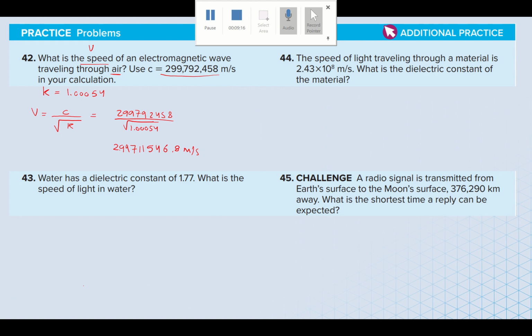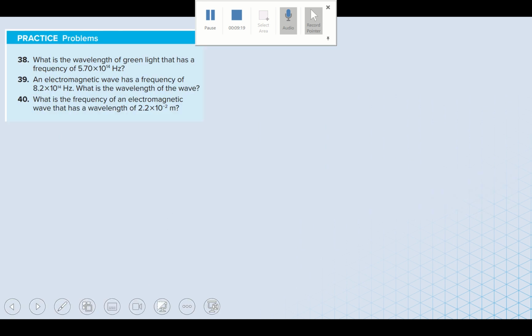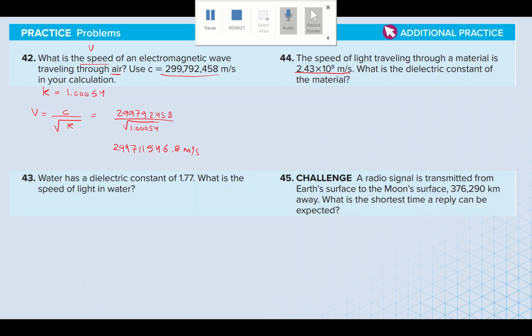The speed of light traveling through a material is this much. What is the dielectric constant of the material? So he gave me the speed of light inside the material V, and he wants me to find the dielectric constant K. In this case, we'll put the equation C over the square root of K, and then substitute what we have. We have V to be 2.43 times 10 to the power of 8 equals C, which is 3 times 10 to the power of 8, approximately, an approximation of this number, divided by the square root of K.